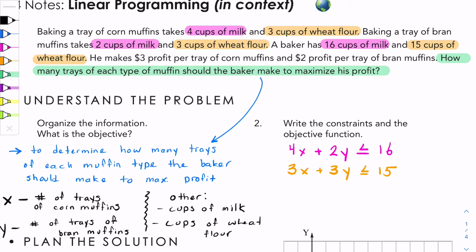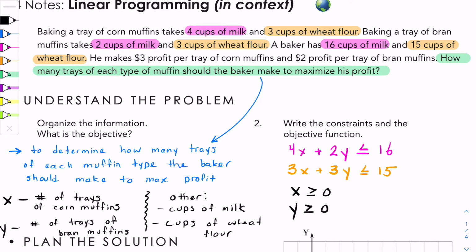So x represents trays of corn muffins. X has to be greater than or equal to 0 for that reason, because you can't make a negative number of trays of corn muffins. You could make 0, none, but not negative. And for trays of bran muffins, can we make negative trays of bran muffins? No. So we also have to define y as greater than or equal to 0.